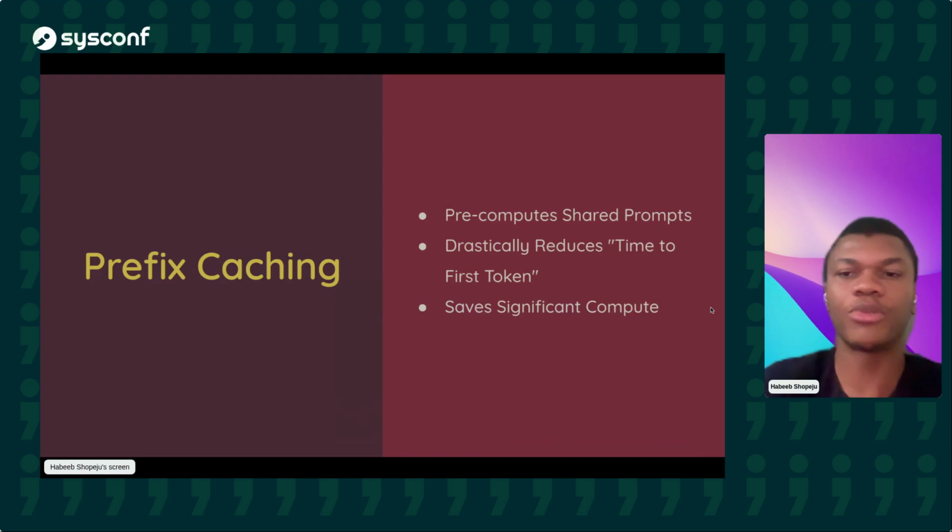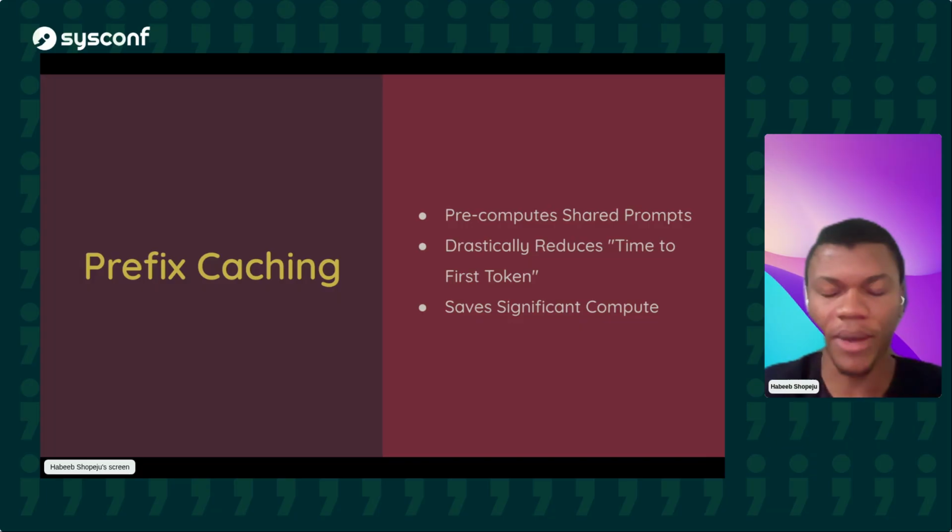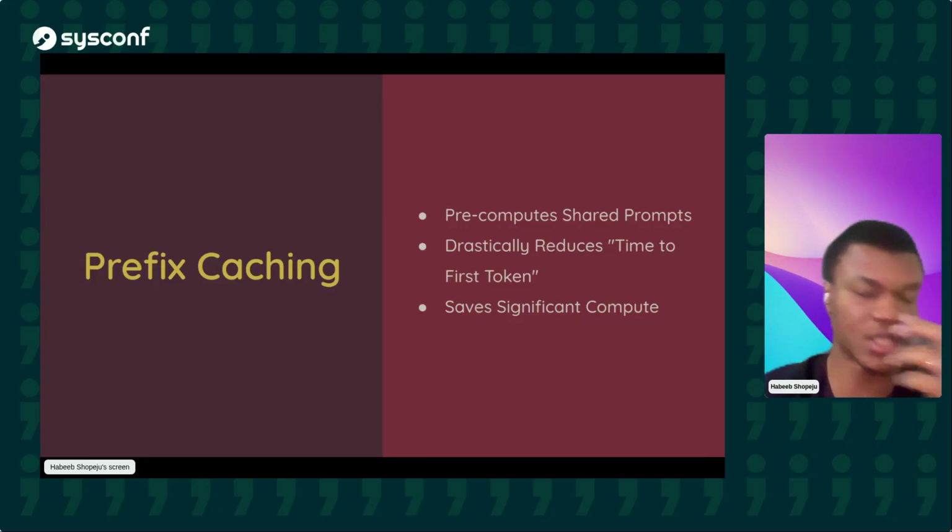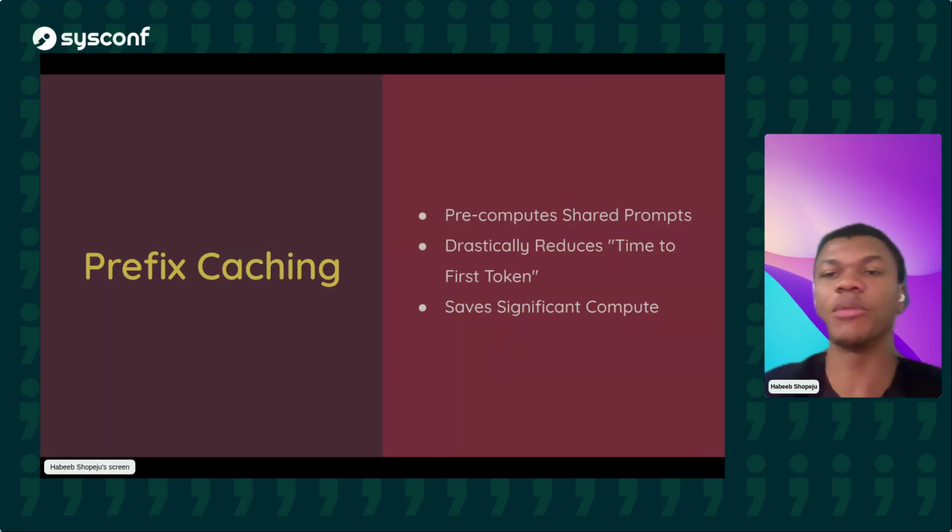Prefix caching pre-computes the shared prompts and drastically reduces the time to first token. So if you have a case where you're passing in, let's say, 5 different requests, 5 different prompts, and the first one is having its prompt shared by the rest, the remaining requests would essentially get their first token much faster. That's what's meant here by drastically reduces time to first token, because you're not computing for them anymore, and it saves significant compute.